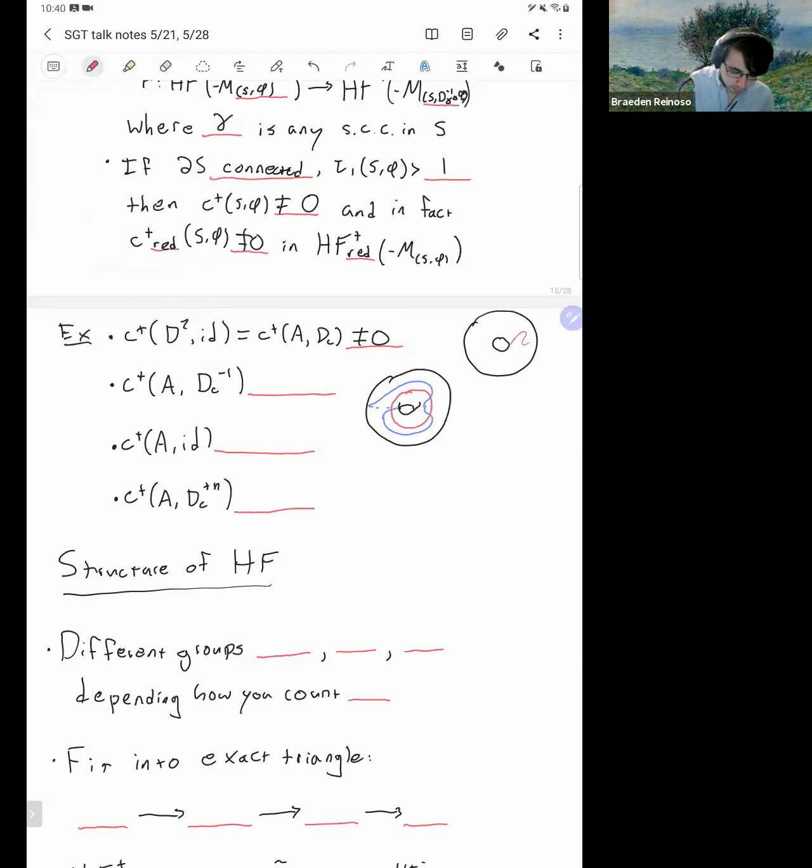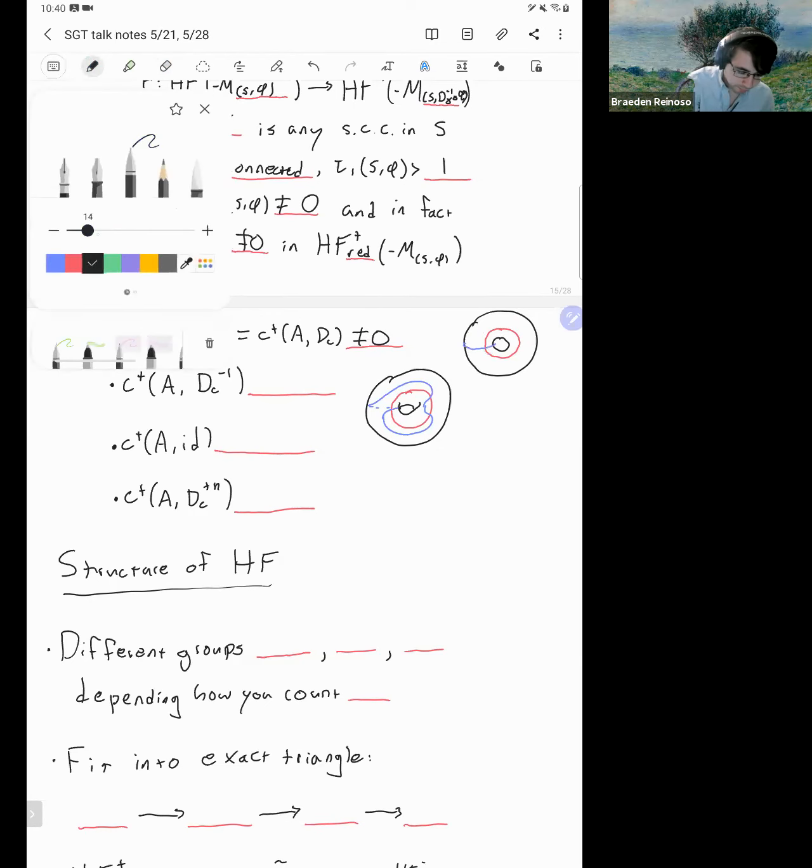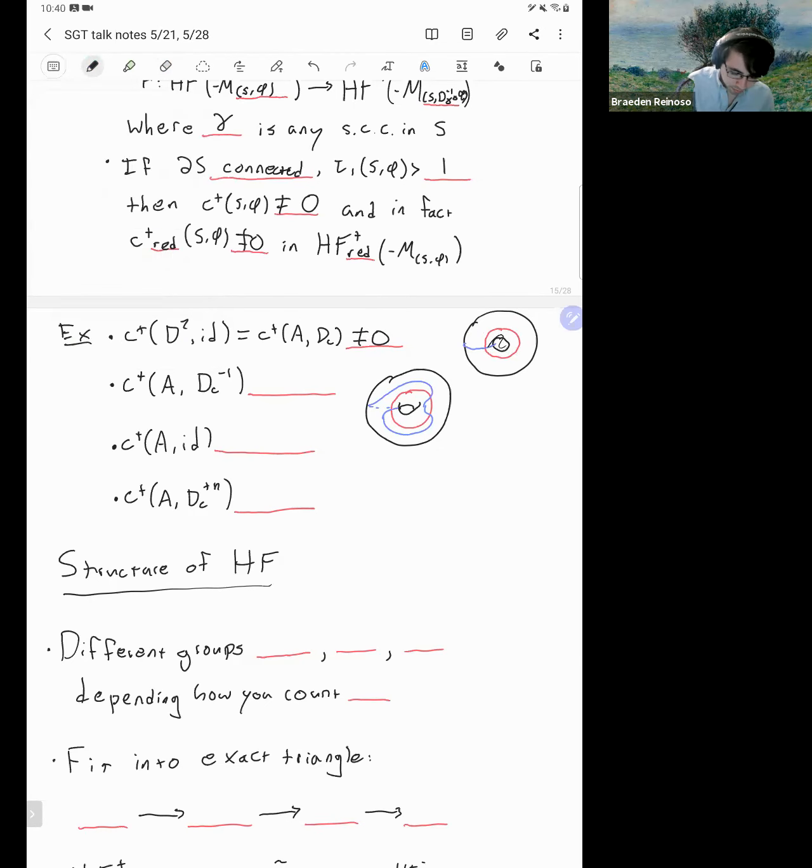And now you can view the contact invariant as being right here. There are no disks, so of course it's non-zero. And that actually ends up being the generator for the Heegaard Floer homology of S3 in general.